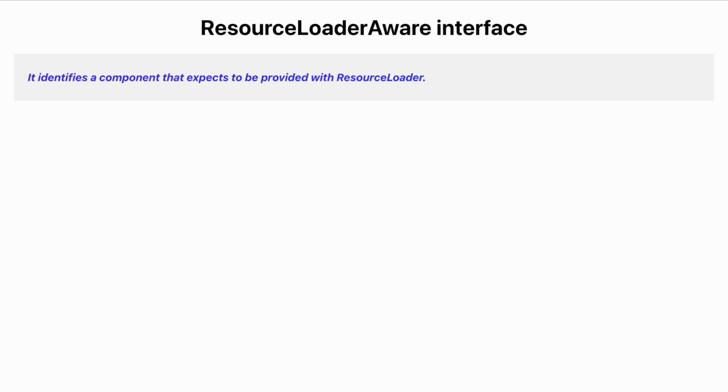ResourceLoaderAware interface. It identifies a component that expects to be provided with a ResourceLoader. Since ApplicationContext also implements the ResourceLoader interface, beans can implement ApplicationContextAware and use the application context to load resources. ResourceLoader can also be autowired in a bean. To make use of wildcard entries in a path, use the ResourcePatternResolver interface.